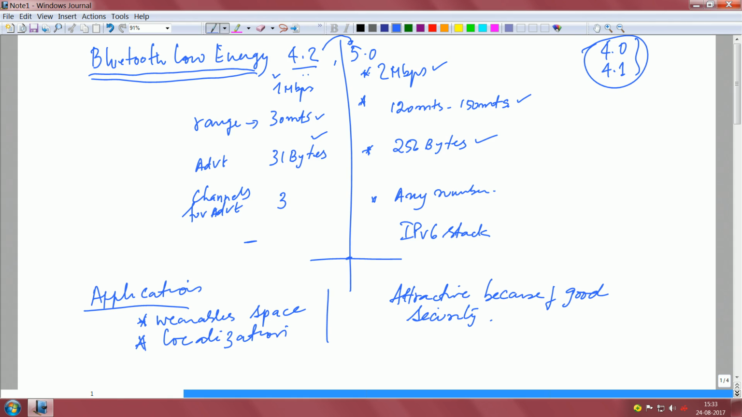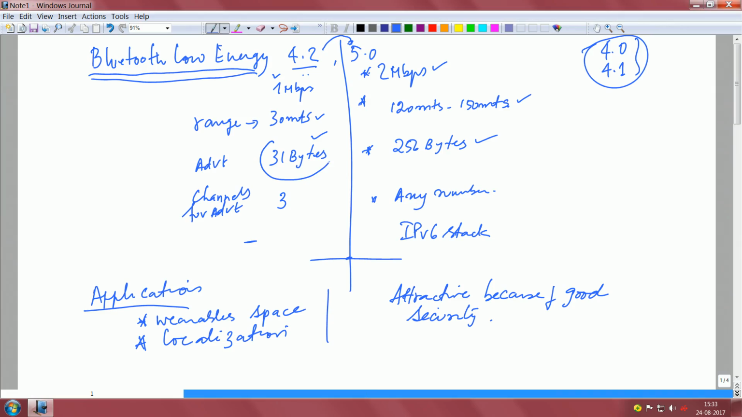The advantage is you just advertise, and whichever node is trying to pick that data can pick it, decode it, unencrypt the data and then simply use it, which is a nice thing. The problem in the earlier case was that it was restricted to 31 bytes, and now you get 256 bytes of payload. And even the advertising channels were restricted to 3 in 4.2. Now any number of channels can be assigned for the purposes of advertisement.